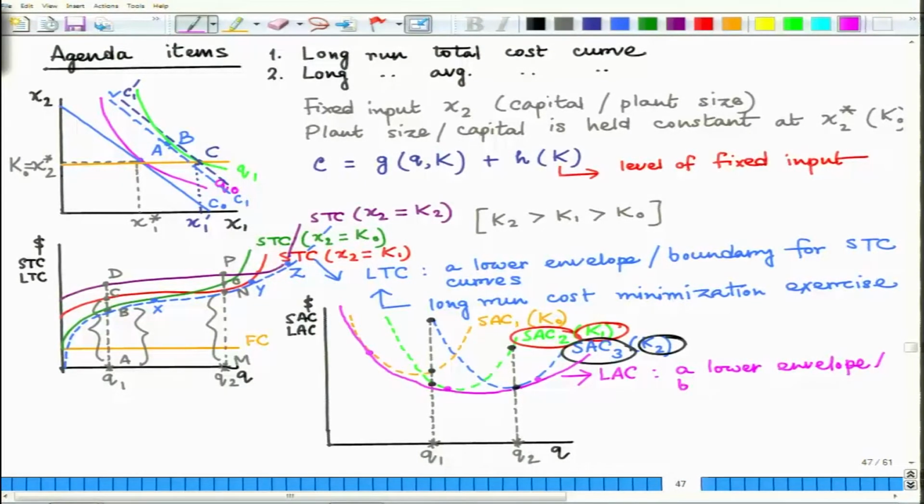So, the long run average cost curve is basically a lower envelope or boundary for the short run average cost curves, right, and this long run average cost curve is deduced, so LAC is deduced from the long run total cost curve, right.